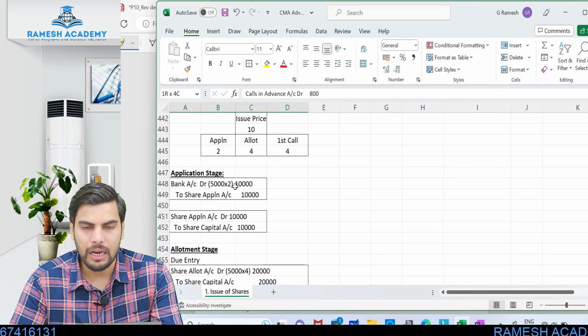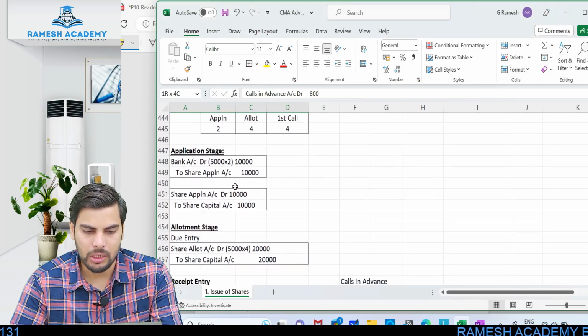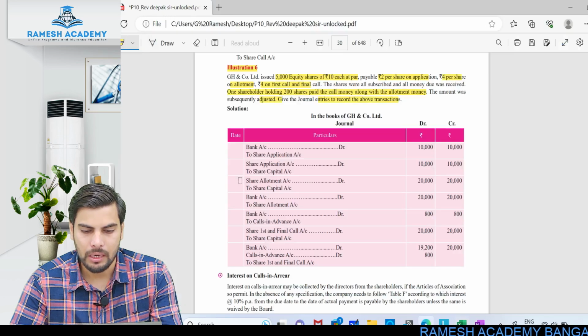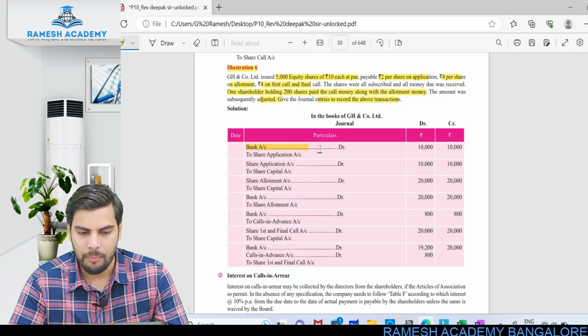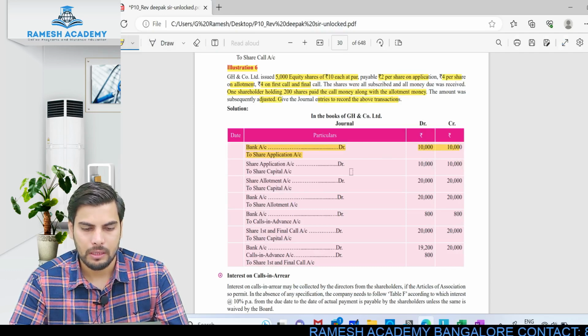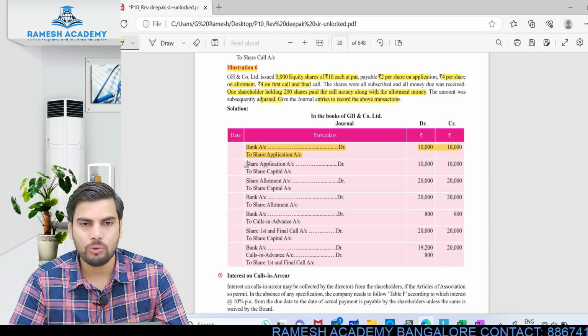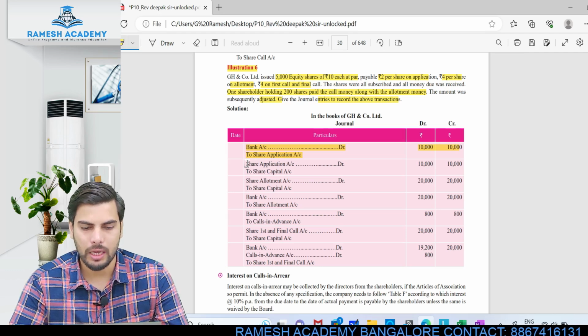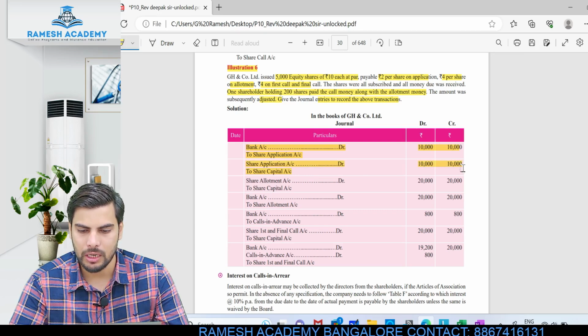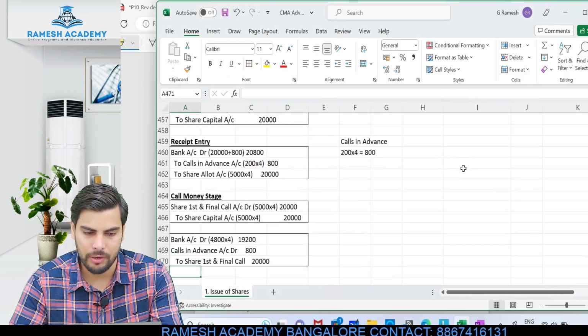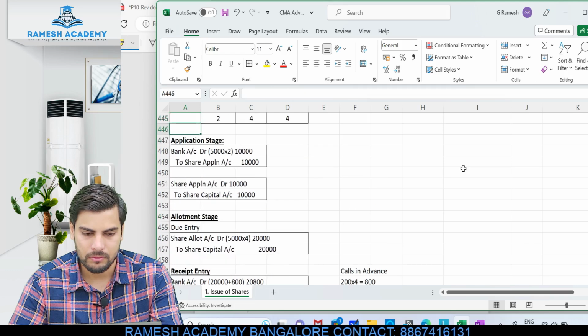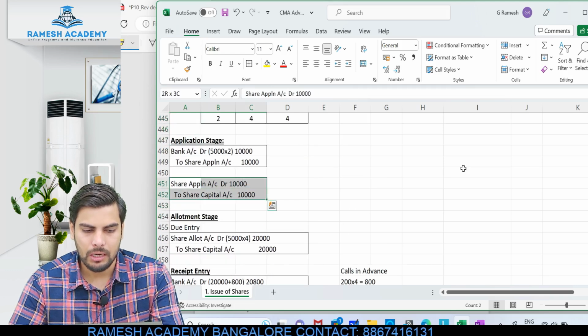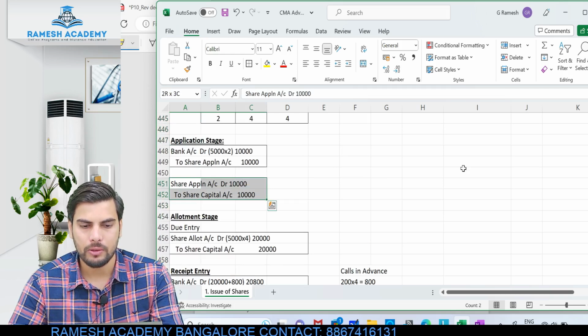First entry, when I'm receiving the application money: bank account debit to share application 10,000, 10,000. Look at this, bank account debit to share application 10,000, 10,000. Clear? Then the second entry, I need to transfer the share application amount to share capital: share application account debit to share capital 10,000, 10,000. The same entry.